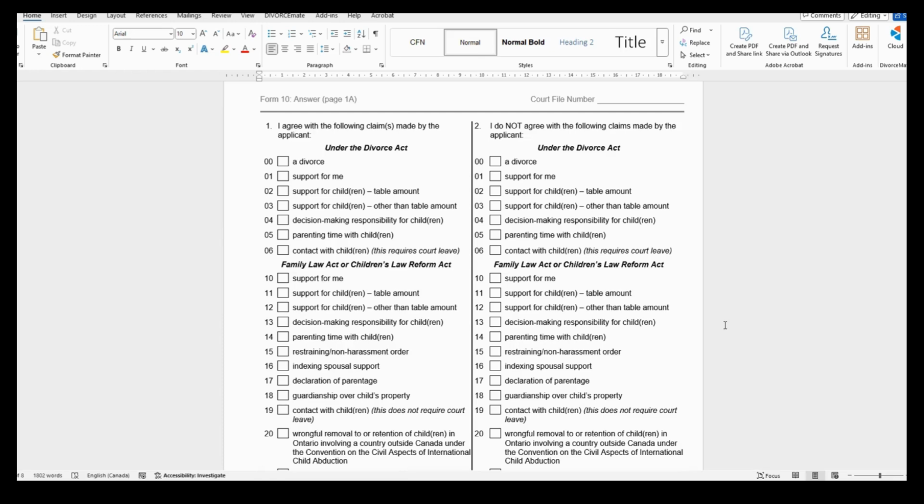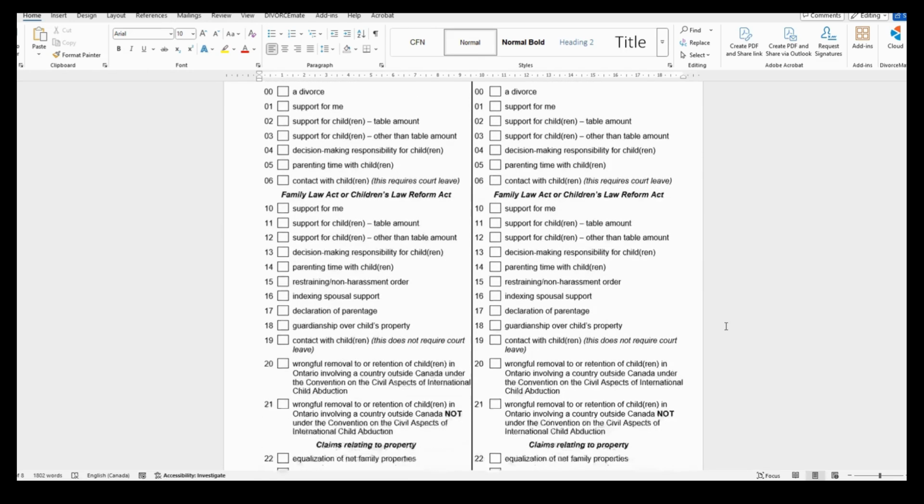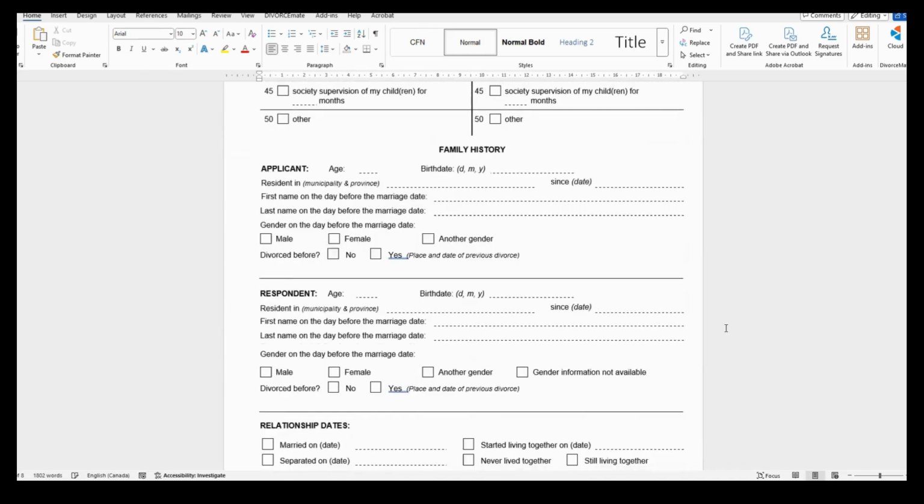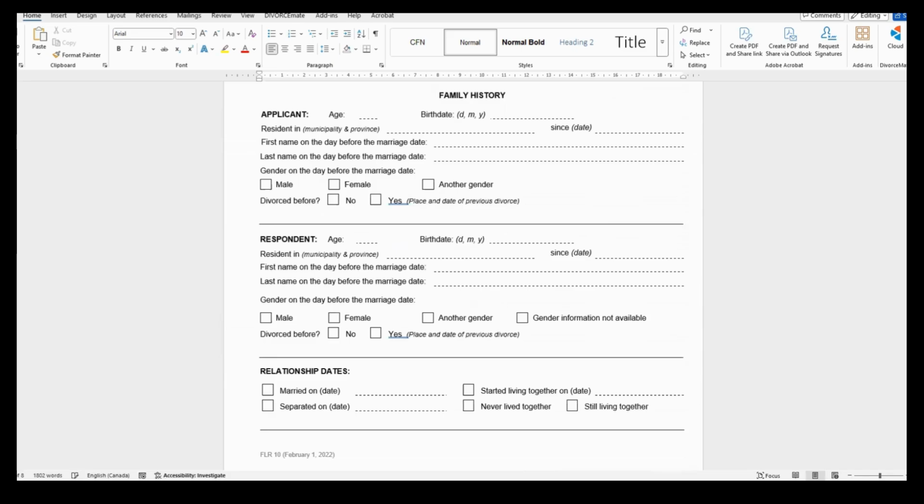The last page is just about the family history. You see that also in the application. You fill that out, and that is done. Form 10 answer. It's a direct response to the application.